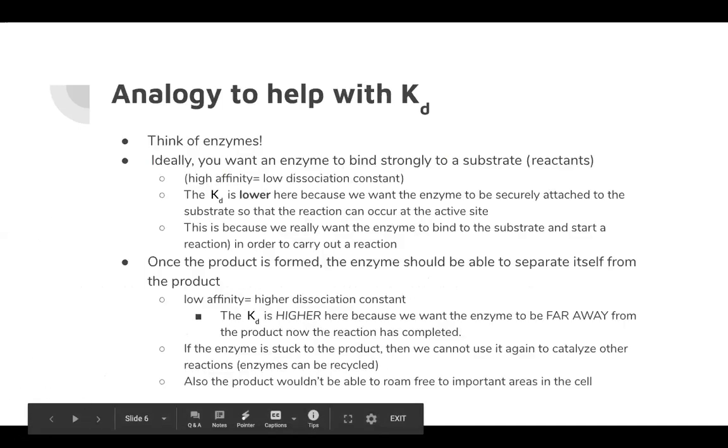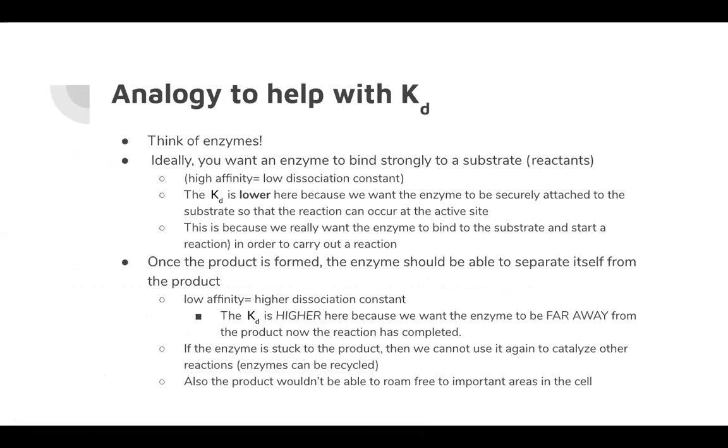So here's just an analogy to think about when we're talking about Kd. Just think of enzymes, which we'll get to in the next few slides. Ideally, if you want an enzyme to bind to a substrate, that's going to be a very strong interaction. During this strong interaction, you will have high affinity. And because the affinity is high, then the Kd is low.